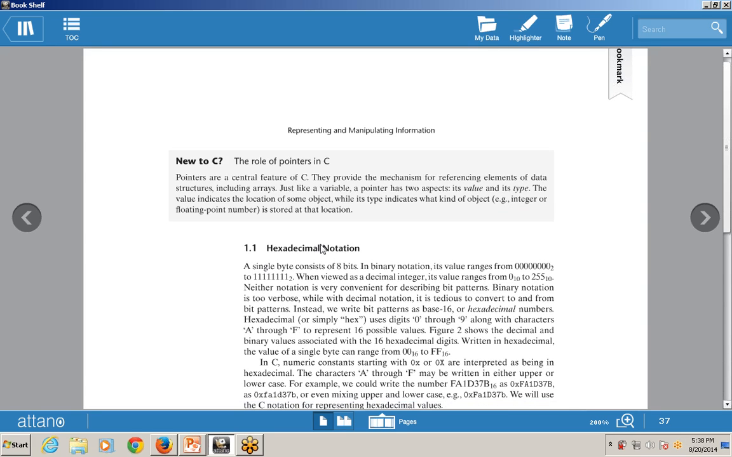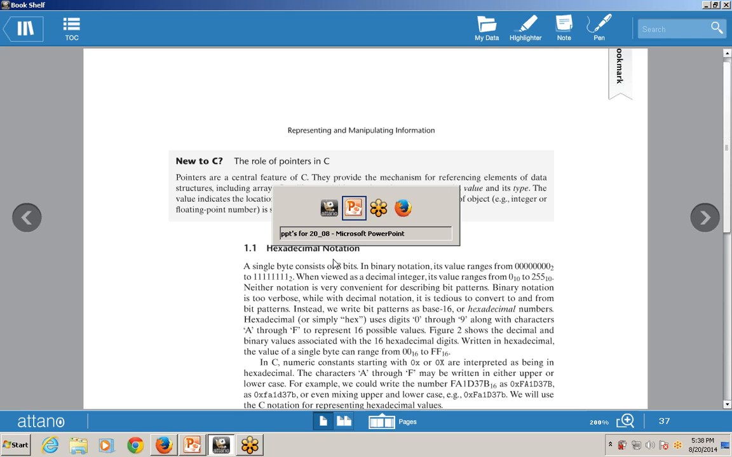Then 1.1 means hexadecimal notation. Now the main topic starts: how data is stored in the computer. The main topic is information storage. Now there are multiple examples of how we can store the data. So the first example is hexadecimal notation.